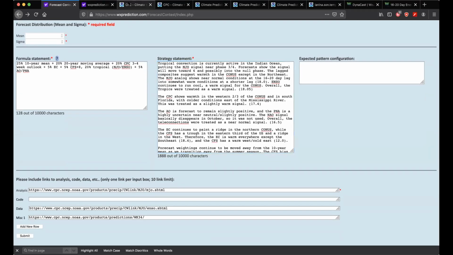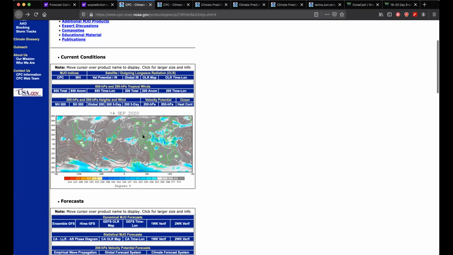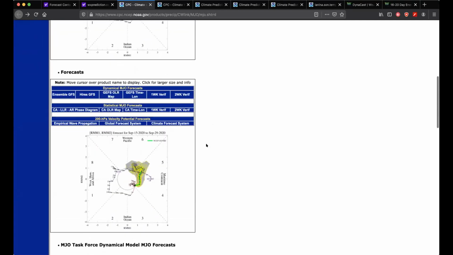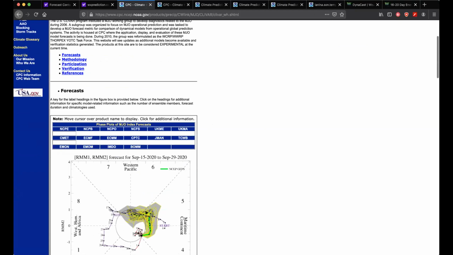So, starting off, as I mentioned earlier, tropical convection is active right now in the Indian Ocean area, which generally agrees with what we see on the Wheeler-Hendon diagram, putting the MJO signal roughly in between phases 3 and 4. The signal is slightly closer to the null phase, but in that vicinity. Taking a look at the forecast, I believe the different models are suggesting that it is going to propagate into phase 6 or possibly back into the null phase.